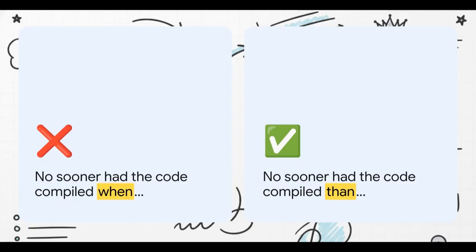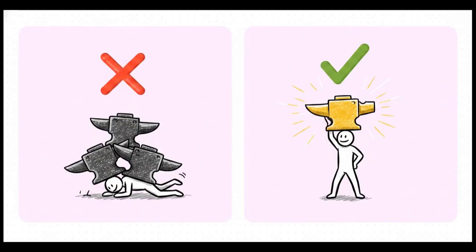Okay, trap number 3 is mixing up timeline conjunctions. Listen, this is an ironclad law of grammar. "Hardly" always pairs with "when," but "no sooner" strictly pairs with "than." Saying "no sooner when" is a massive red flag. Always use "than."